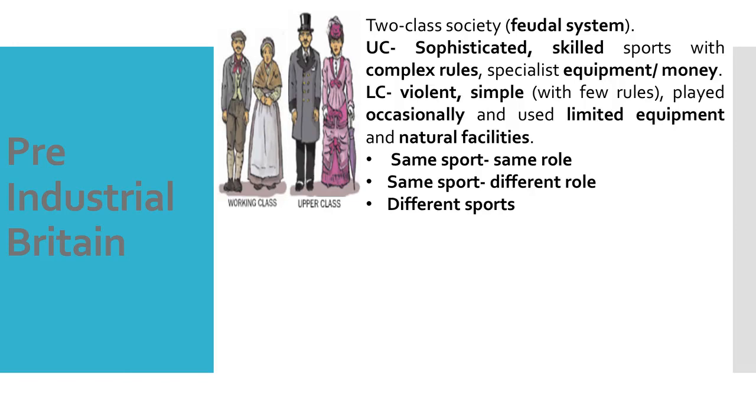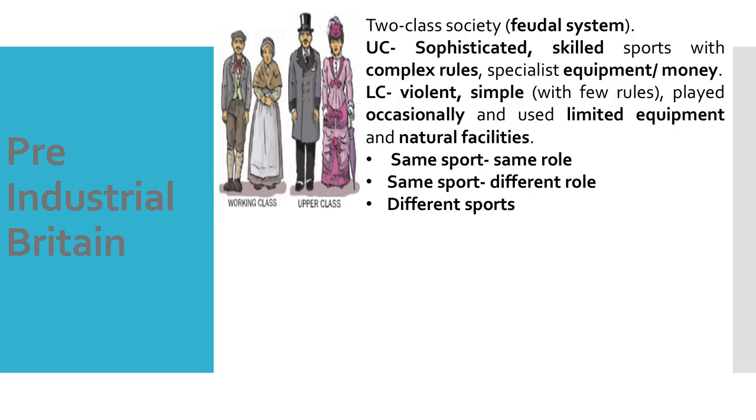So the people who maybe owned mines, who became early bankers, who made a lot of money, who then capitalised in post-industrial Britain in owning and running the factories. But in pre-industrial Britain, it's just the upper class who played sophisticated, skilled sports with complex rules, with specialist kit and equipment, in comparison to the lower classes who played violent, simple sports.